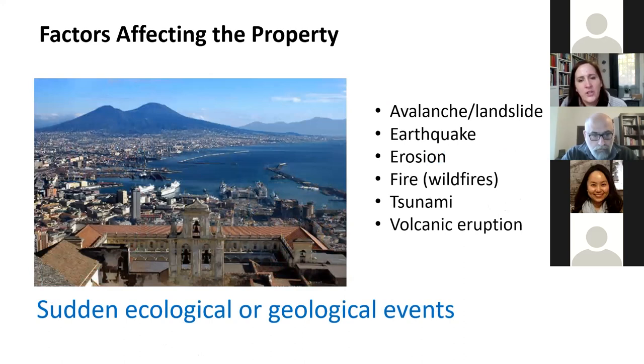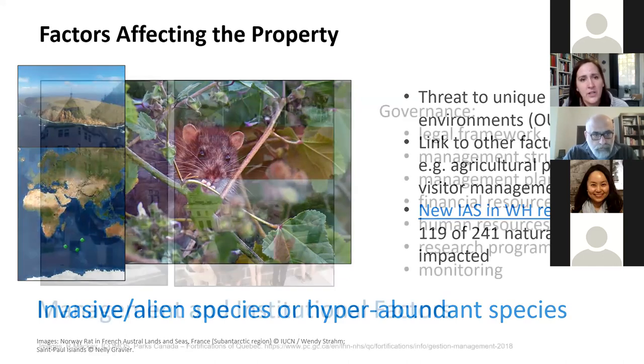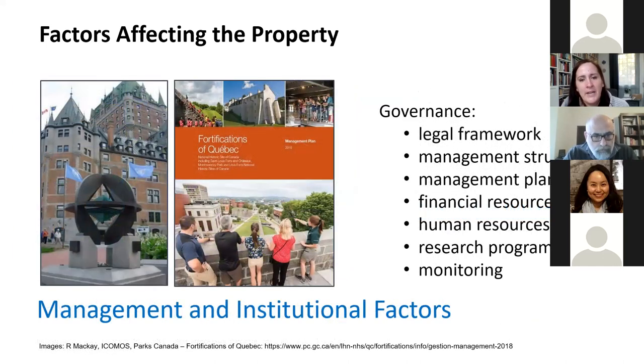And sudden ecological and geological events, obviously this is directly related to disaster risk, things that we can see coming but can't manage very well. And again, things about invasive species, which may not seem immediately obvious to culture, but within a cultural landscape or an agricultural World Heritage property are a massive factor, actually. And we come back to management, which is the big theme of the day. The periodic reporting continues to show that management is a really big issue for making things better or worse.